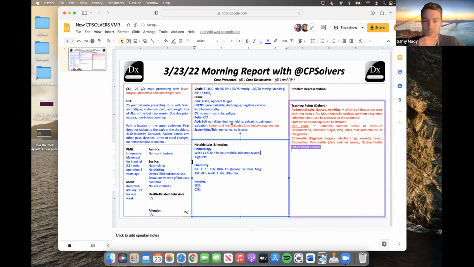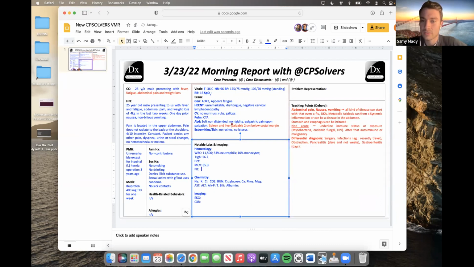His hemoglobin was 16.7. His hematocrit was 48.8%. His MCV was 85.3. And his platelet count was 257,000. For his BMP, his sodium was 132, potassium 3.3. BUN was 33.6. His creatinine was 0.83. His glucose was normal with 86.